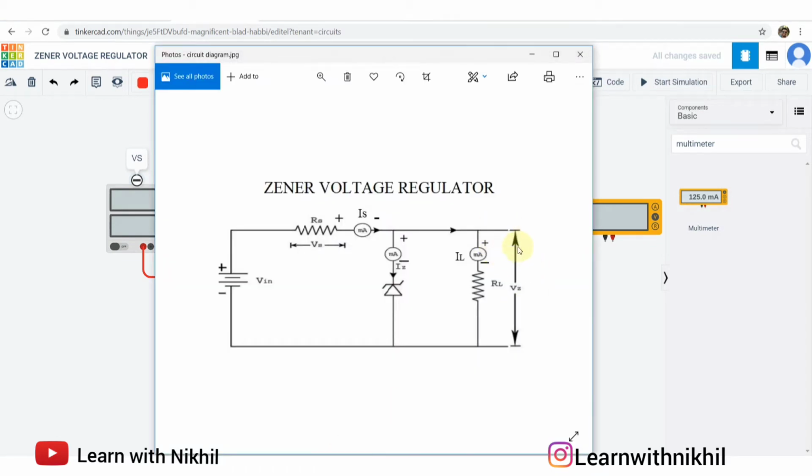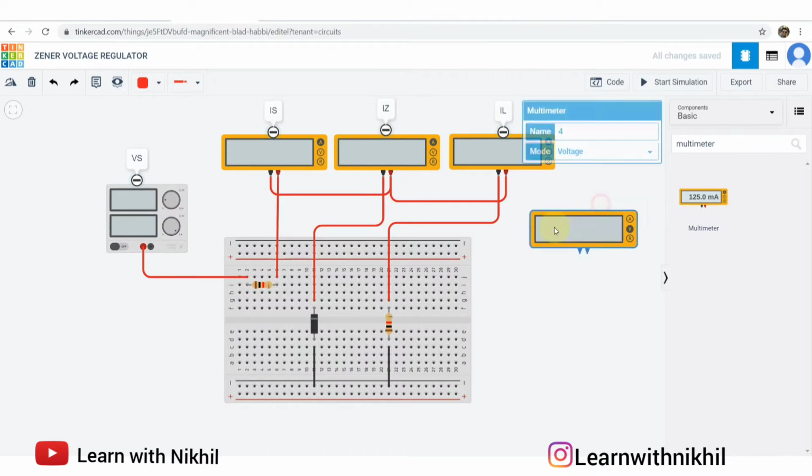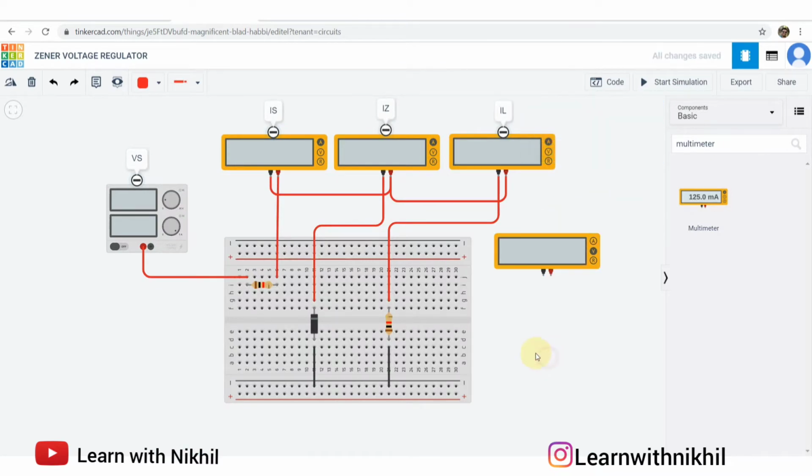And finally, you have to measure the VZ, that is the output voltage, which will be across this resistor RL. So I'll keep the voltmeter here, across the resistor. You can take this positive terminal, and the negative terminal will be grounded.